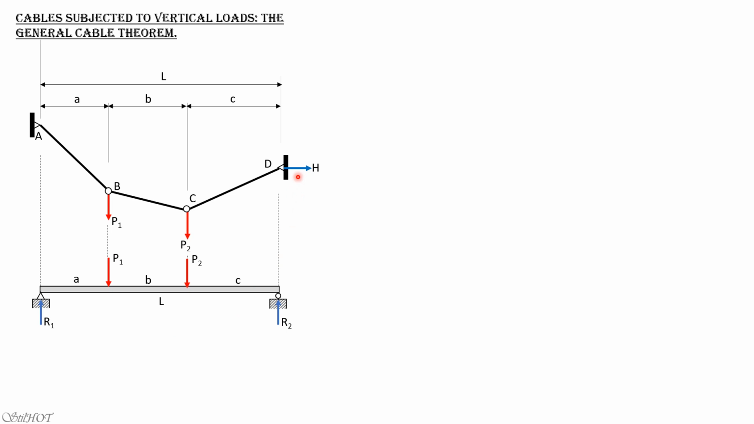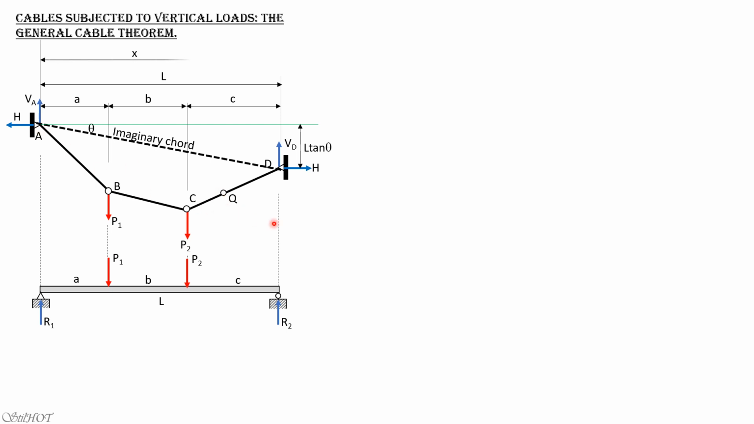And we have here the horizontal component of tension because there is no inclined loading, then the horizontal component of tension at any point in the cable will be the same. So because it is tension, the horizontal component should be directed away from the point of application. We will denote the vertical component of reaction at A as V sub A and at D as V sub D. Then we draw this imaginary chord, the imaginary line joining the end supports. And this is the horizontal line through point A. And the angle here is theta. So that this is L tangent of theta, the vertical distance between them. And we consider a point anywhere on the cable, let's say point Q, at distance x from the left.